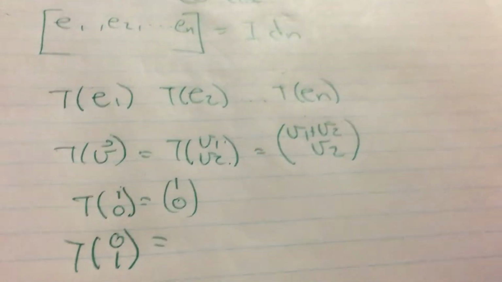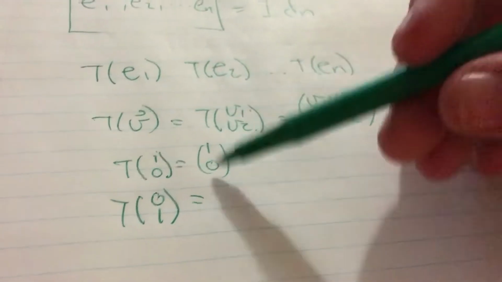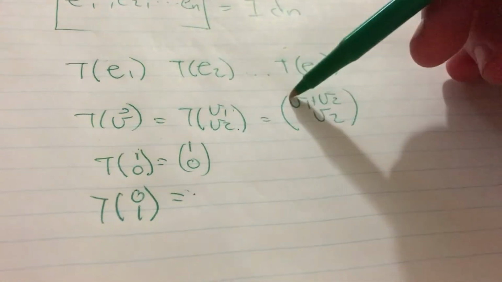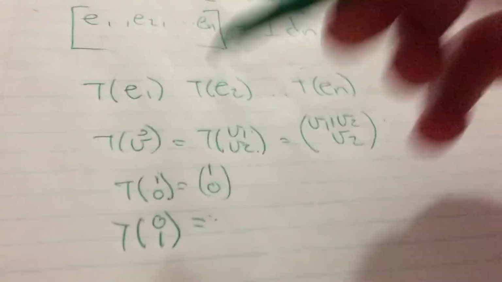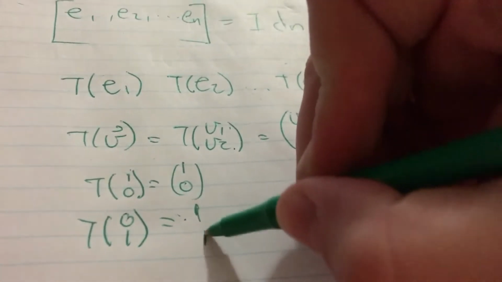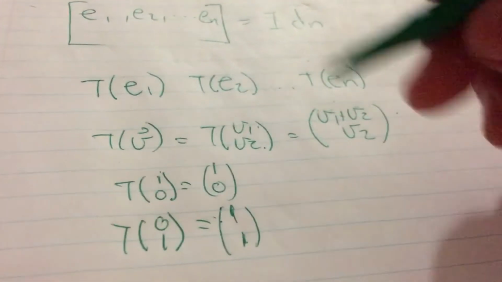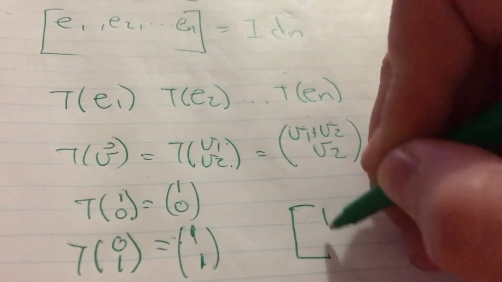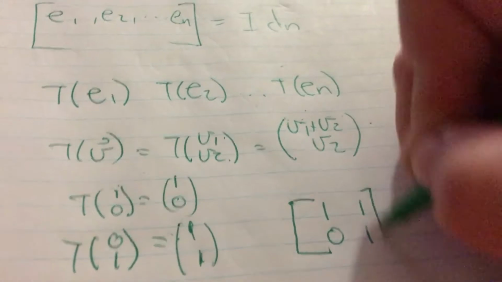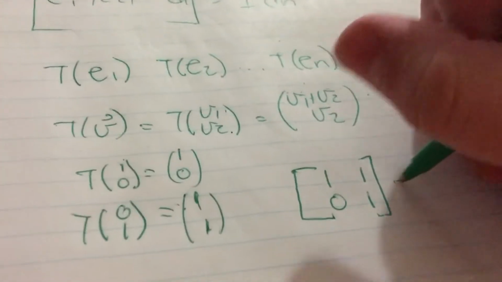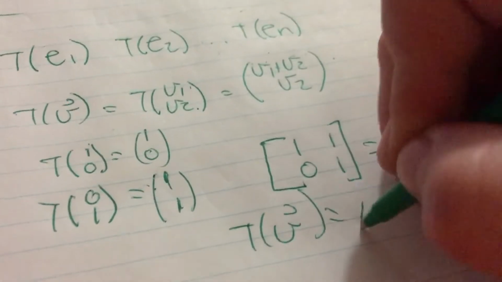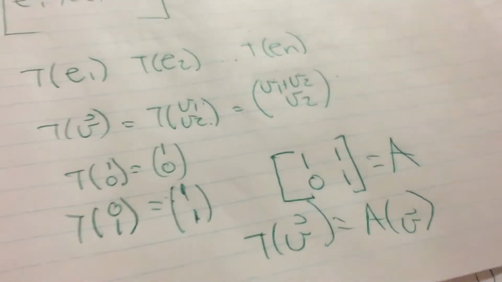I know this one isn't very exciting. Again, on the top, I'm going to get 0 plus 1, so I'm going to get 1, and then I get 1 on the bottom. So my final matrix is going to be (1, 1; 0, 1), with columns (1, 0) and (1, 1). Okay, and this is going to be matrix A, so that T of V is equal to A times V.